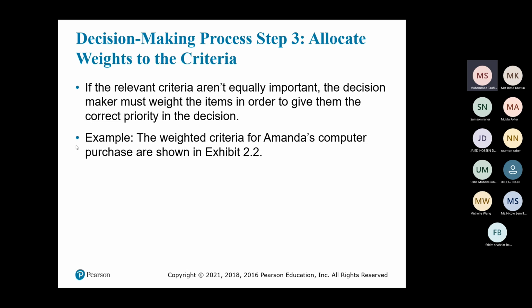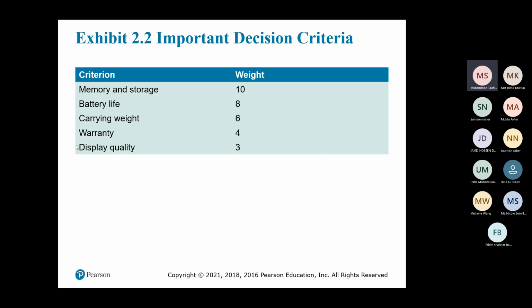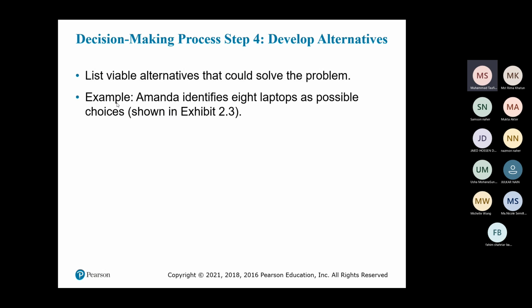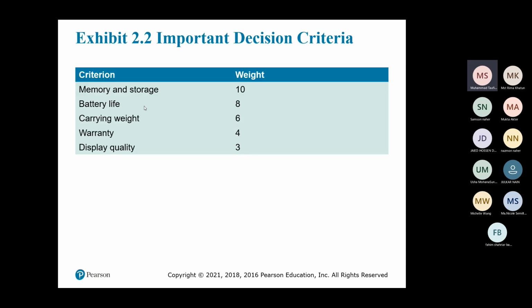Then you rank the criteria: which one is the most important, the next important one, the third important one, until the least important one. Then you put some numbers here like this. These are the example of Amanda, who put the weightage. What is the significance of weightage? Because it's easier for you to calculate. You can give a score to the choices that you want to make. So that's why it's important to put weight on the criteria.